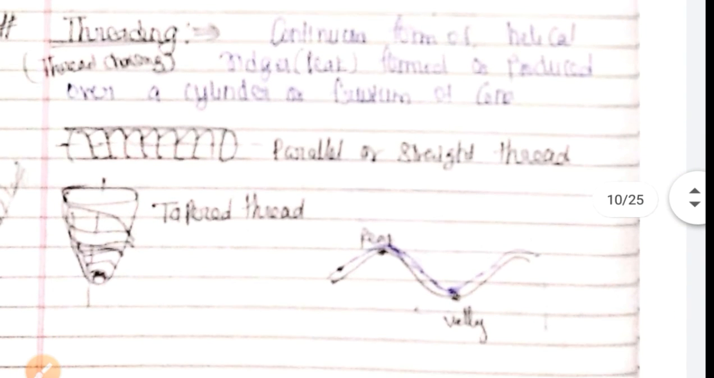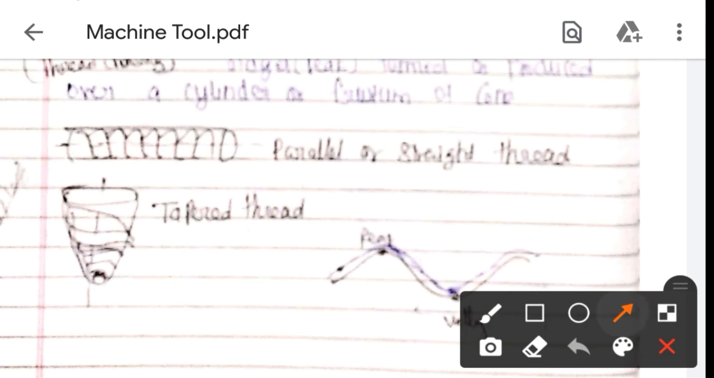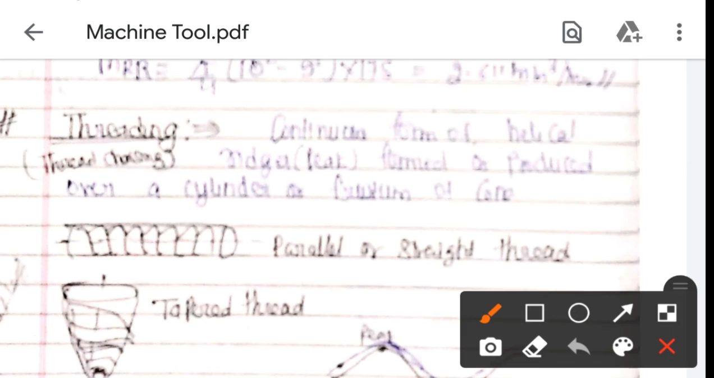So the next topic we'll discuss is threading. What is threading? If you have done experiments in a production lab, you will be very aware of this, like what is threading. Threading is the continuous form of helical ridges. It is formed or produced over a cylindrical surface, and threading could be parallel or straight, or it may be tapered threading. Okay, so this was the theoretical part.